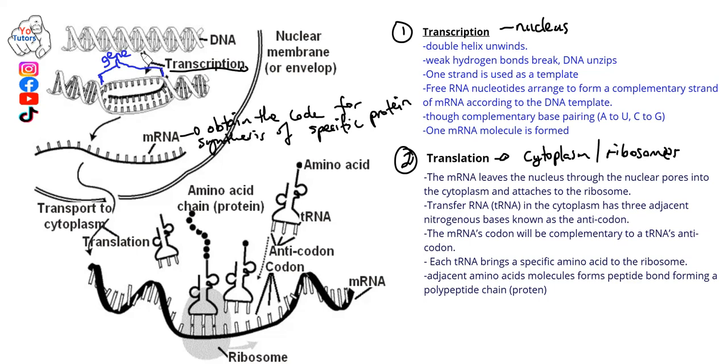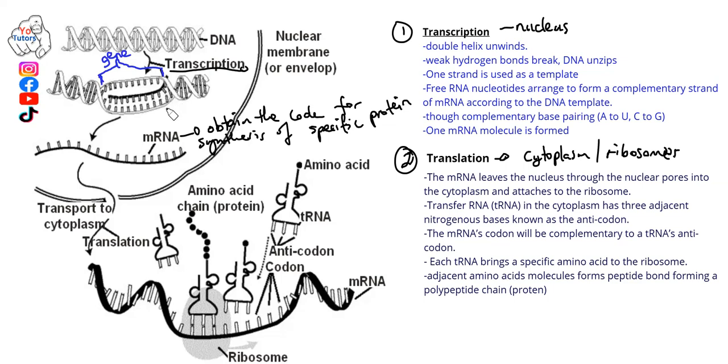Your DNA is big. It cannot leave the nucleus. That's why it has to send the message with the messenger RNA. So you must know the process: after the weak hydrogen bonds break, your DNA unzips, then free nucleotides, which are lying around in the nucleoplasm, come and form the complementary messenger RNA.